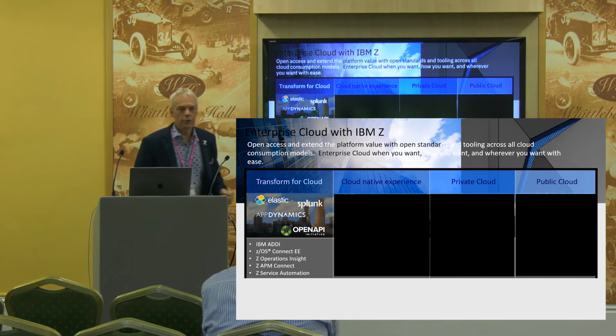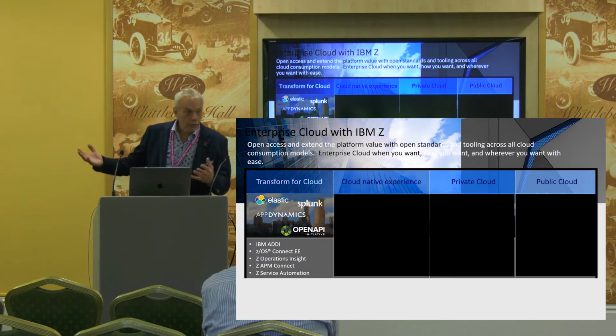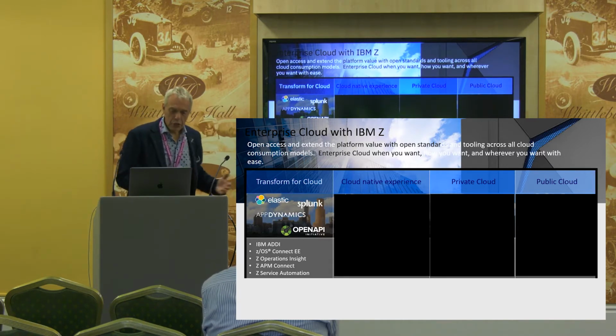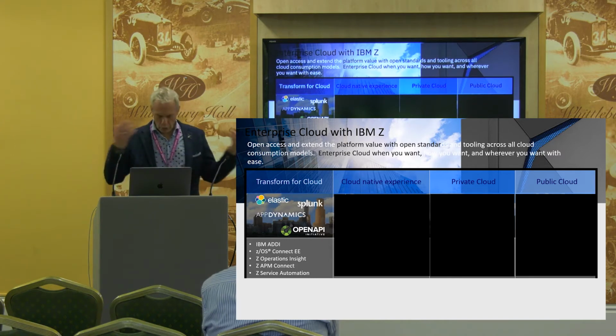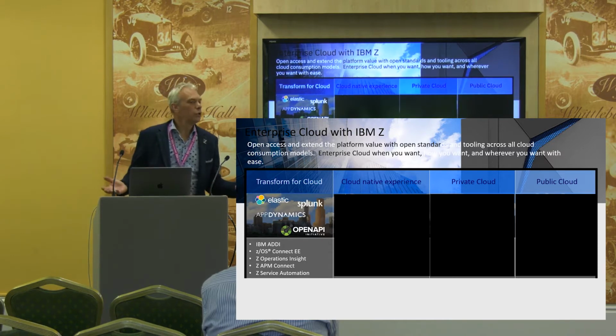z/OS Connect is one of the things that we are also using in this part, where we can REST enable anything that's on the mainframe, whether it's CICS, IMS, or even VSAM files or BSAM files or SMF records for that matter. We can expose them now as a REST API. We have other tools to make sure that whatever you do on the platform is available for a cloud environment. If you want all your log data sent to Elastic or AppDynamics or Splunk, please do so as on any other platform.